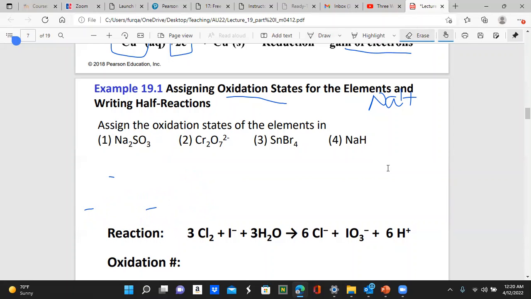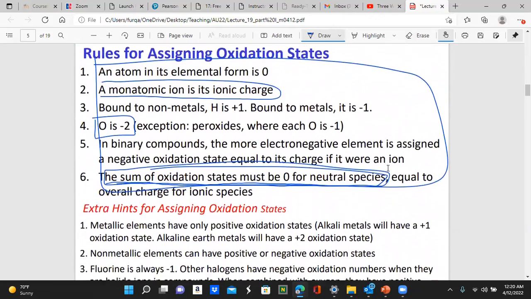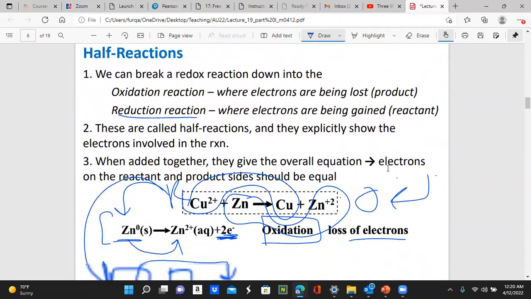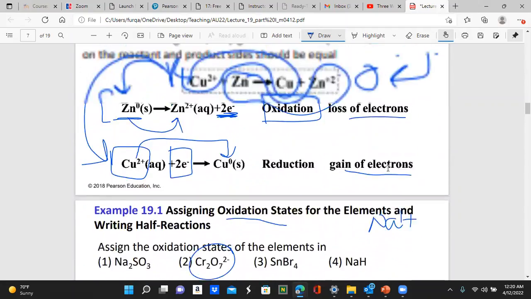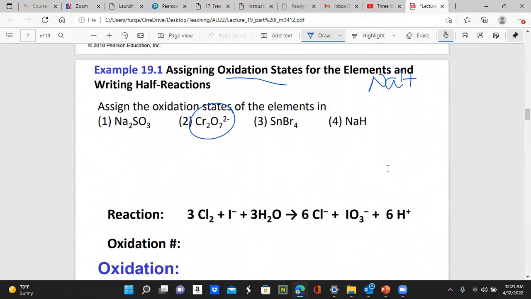Okay, so the next part is that we are going to look at an ion. It's a molecular ion, right? Polyatomic ion. And what it says about the polyatomic ion in the rules is that the sum of the oxidation state must be 0 for the neutral species, and it must be equal to the overall charge for the ionic species. We have these ionic species here. Right? So the overall is going to be -2 at the end, right?